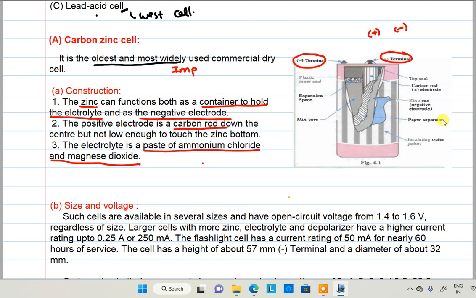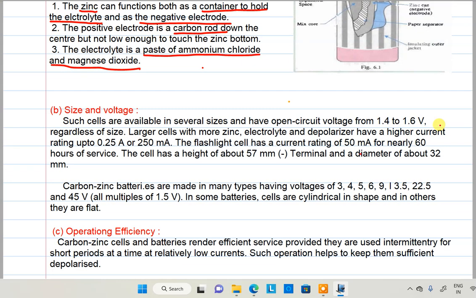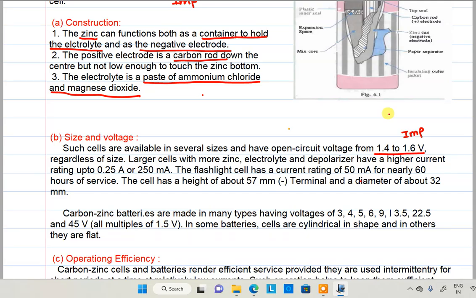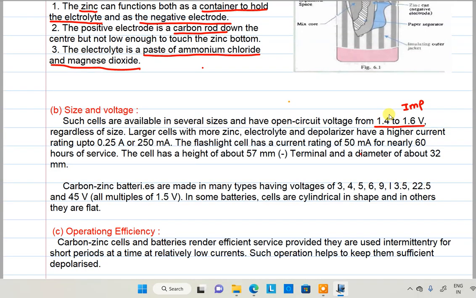Next we are moving to the size and voltages. It is also important in cells. Such cells are available in several sizes, and the open circuit voltage is 1.4 to 1.6 volt. Very important, they ask about the voltages. The open circuit voltage of the carbon zinc cell is 1.4 to 1.6 volt regardless of size.